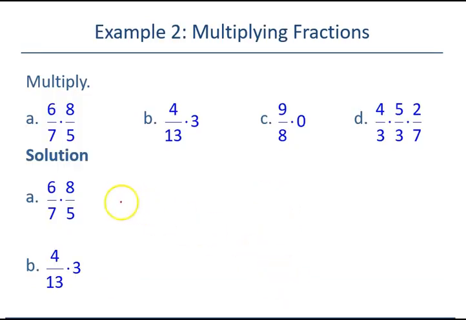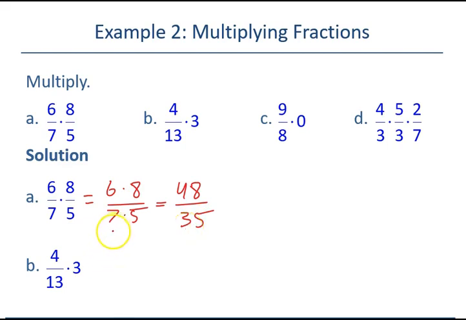All right, let's do some examples here. We've got 6/7 times 8/5. So let's go ahead and do this real fast. Remember, that can be rewritten as 6 times 8 and 7 times 5. Well, that's going to equal 48 over 35.